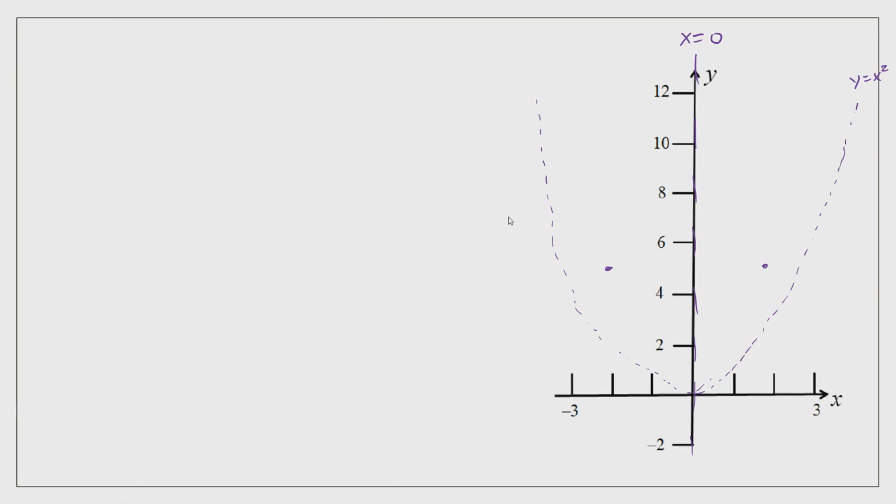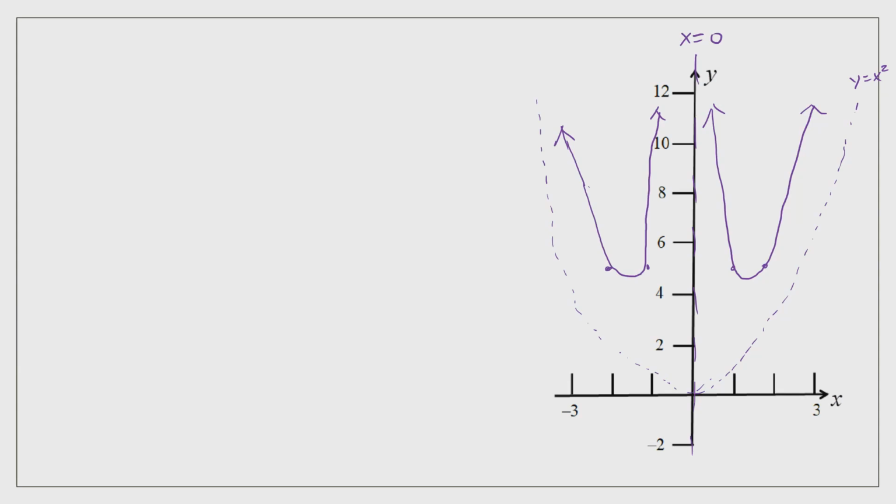All right, so we had 1, 5, and -1, 5 as well. So we'll look something like this. Alrighty. And it's just a rough sketch. Excellent.